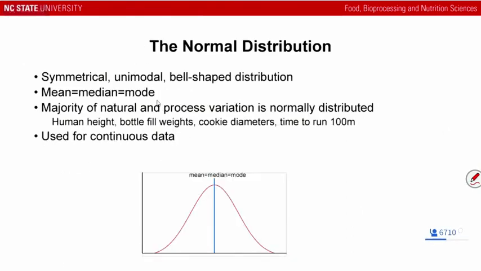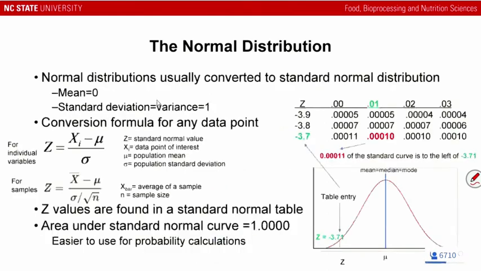Okay, but you know what a normal distribution looks like, right? The mean is the same as the median and the same as the mode. And most of our variable data, like weights and pHs and things like that, is going to be normally distributed. But what we're going to do for normal distributions is we're going to be looking at these tables.